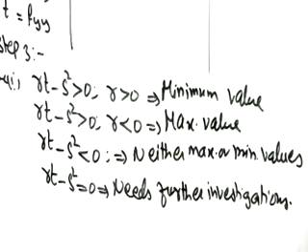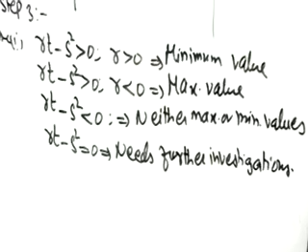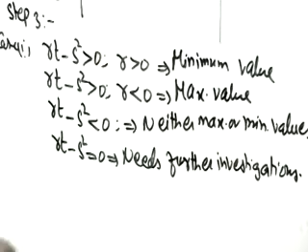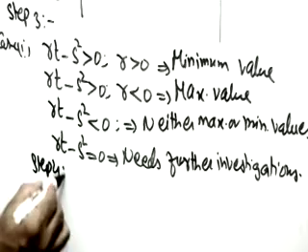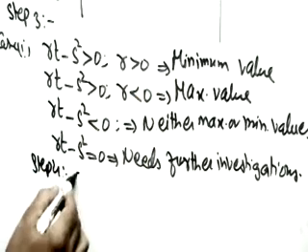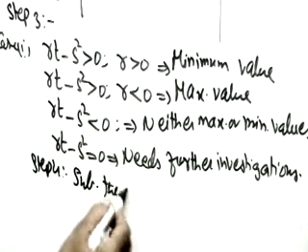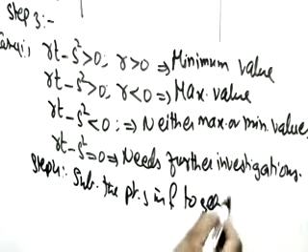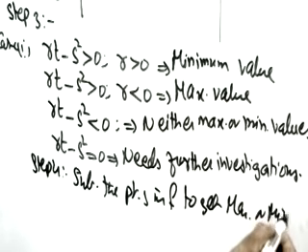If rt minus s square is less than 0, then we have neither maximum nor minimum. And if we get rt minus s square equals 0, then we say it needs further investigation. Hence, we cannot say whether the function has a maximum or minimum. The last step, step 4, is to substitute the points in f to get the maximum or minimum values.